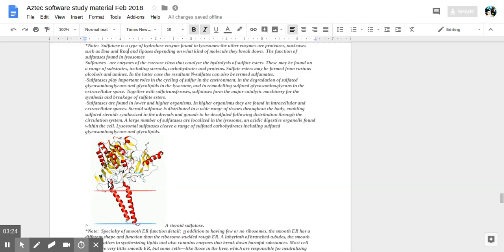Sulfatases play an important role in the cycling of sulfur in the environment, in the degradation of sulfated glycosaminoglycans and glycolipids in the lysosome, and in remodeling sulfated glycans in the extracellular space. Together with sulfotransferases, sulfatases form the major catalytic machinery for the synthesis and breakage of sulfate esters. So any molecule that has a sulfate ester or sulfur bound to it can be hydrolyzed by sulfatases.